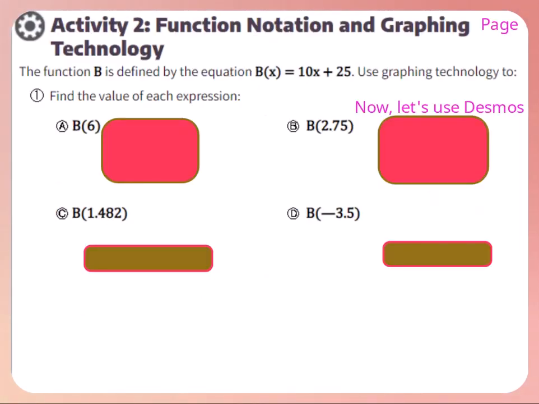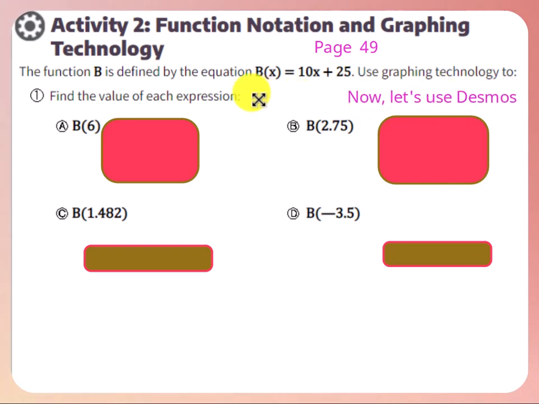For activity 2, function notation and graphing, this is on page 49. Okay, function b is defined by the equation b of x equals 10x plus 25. Use Desmos, use your graphing technology to find the value of each expression. So let's look at this. Okay, we have the value in parentheses. So we have the x.